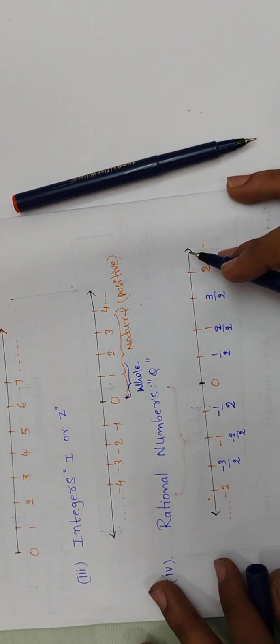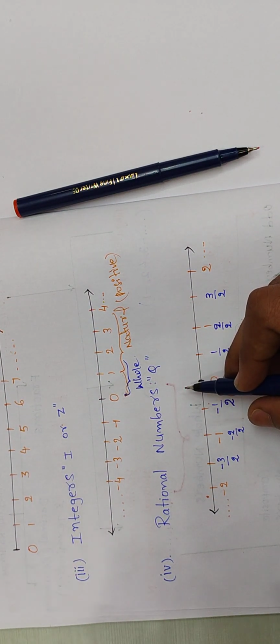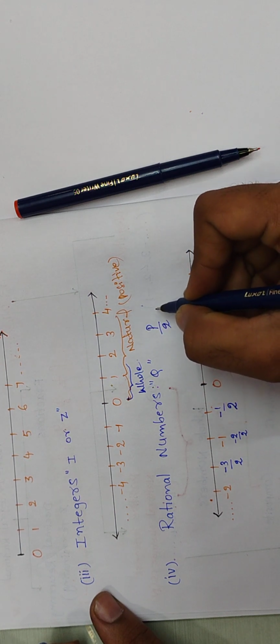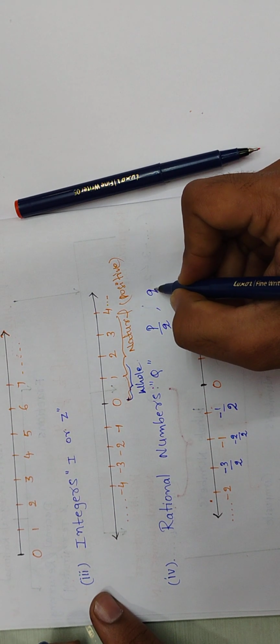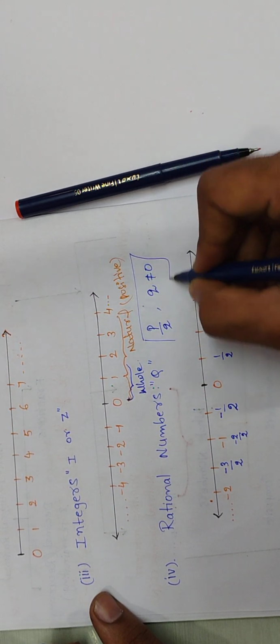Next, look at the rational numbers. What are the rational numbers? Any number we can write in the form p by q, and the main condition is that q should not be equal to 0.